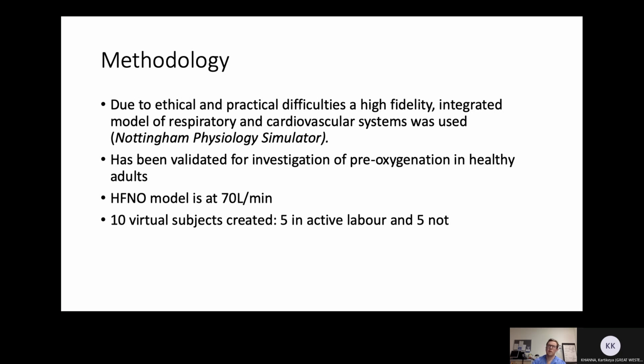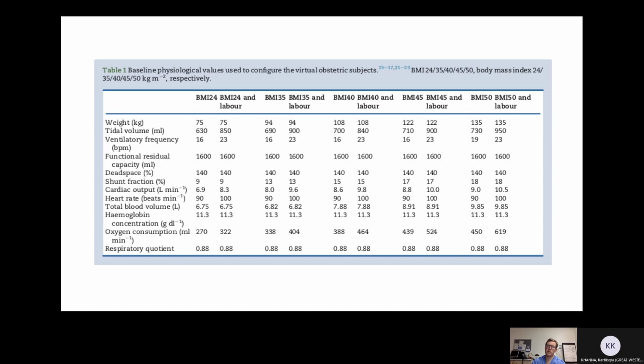So if we look at the baseline physiology values, this is quite a busy slide, but I think it actually just proves how complex and how clever their system is. First of all, obviously you've got the weights of the different patients, but as a result of their weight, their tidal volumes also change. And we know that tidal volume increases when you're pregnant. So they've done that to mirror the subjects, as well as your minute ventilation. Your respiratory rate also increases when you're pregnant, so that's also modelled in.